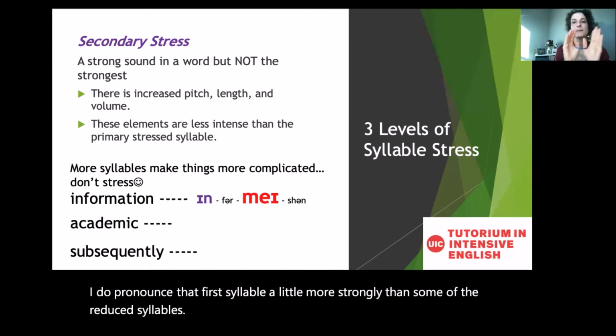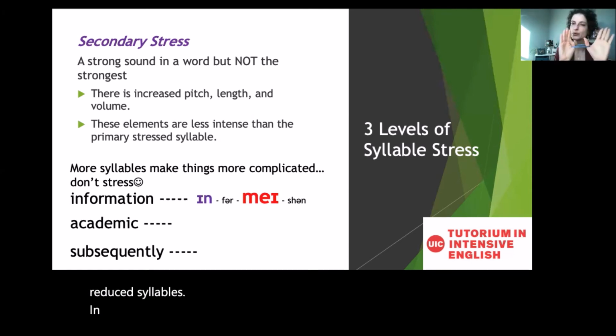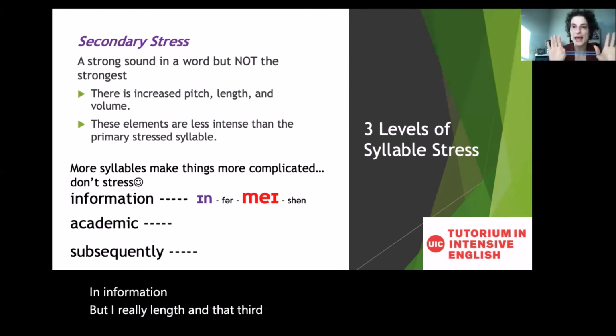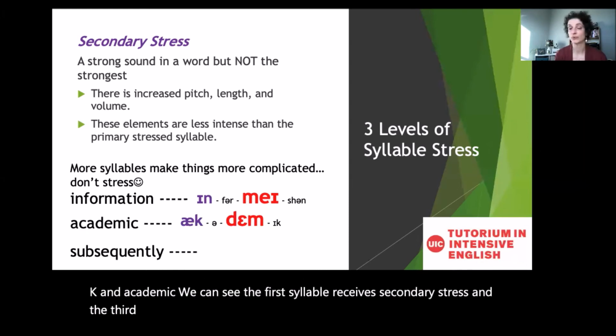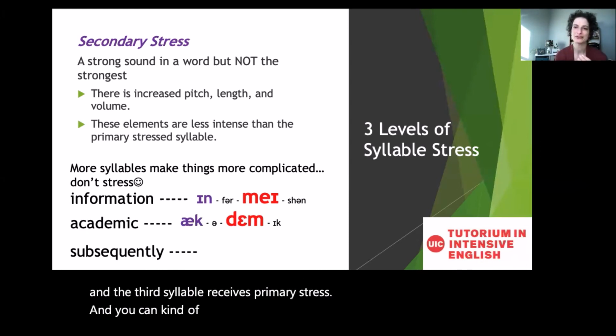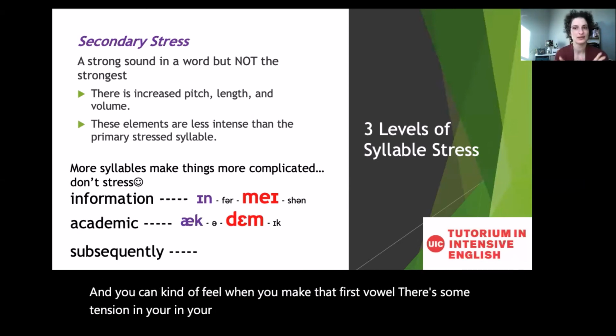In-formation, but I really lengthen that third syllable. Information. Okay? And academic, we can see the first syllable receives secondary stress and the third syllable receives primary stress. And you can kind of feel when you make that first vowel, there's some tension in your face, right? So that's why there's that stress there.